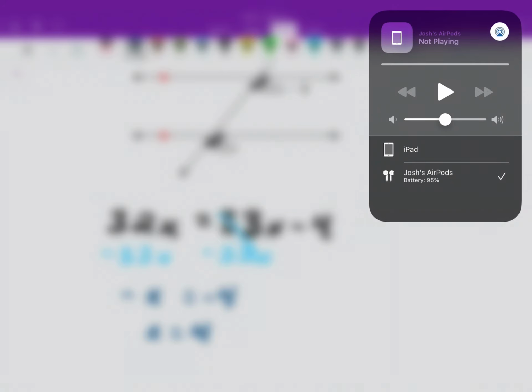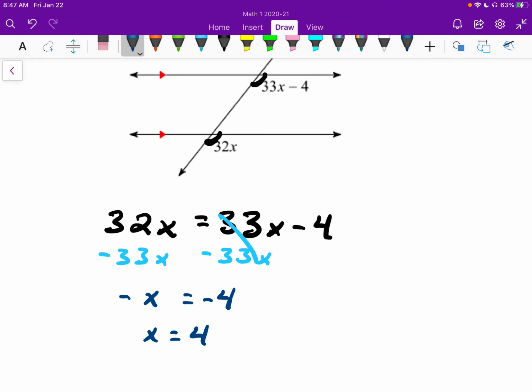Let me make sure my audio is still working correctly. All right, sorry if it messed up there. So x equals 4.